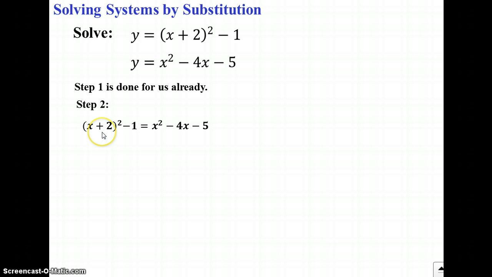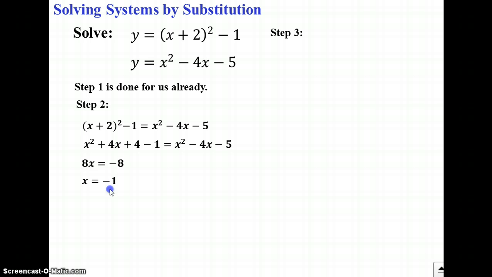So expand out this bracket. x² + 4x + 4 − 1 equals x² − 4x − 5. So you're going to subtract x² from both sides. They're gone. I'm going to bring this negative 4x over here and make that 8x. And I'm going to take this positive 3, 4 minus 1 is 3, and subtract 3 from this side. So I get 8x equals negative 8, or x is negative 1. So I've only got one value for x to check this time.